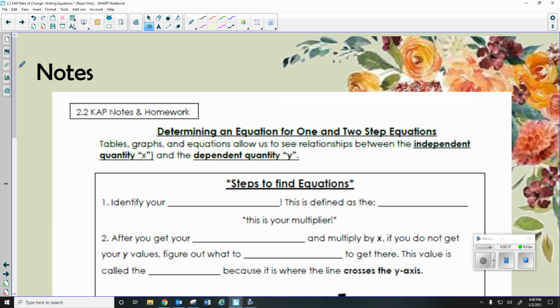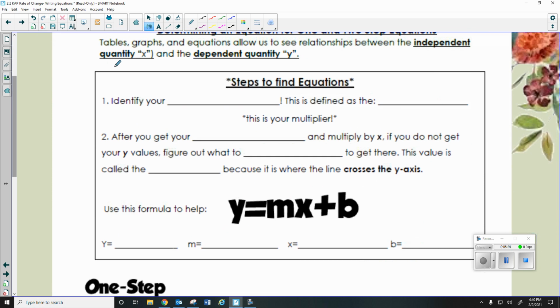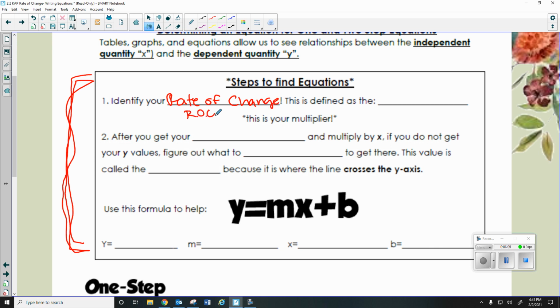Okay, so hopping right in. If you're an ISN type of person, this rectangle, this box is a very important thing. I would copy it down as we go. This is going to be the step-by-step how to write your equations from a table, from a graph. We always want to start with identifying your rate of change. I will use ROC, rate of change, just to abbreviate. And that's what we practiced yesterday and we'll continue to practice today.